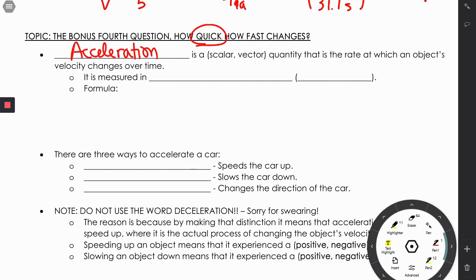Okay, so acceleration is a vector, so we've got a little vector symbol there again. It's a vector quantity that is the rate at which an object's velocity will change, and I'm going to highlight that word rate again. Again, we're talking about how it just does it over time. It is measured in meters per second squared.